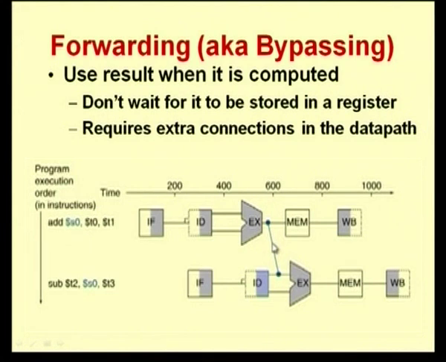So all I need to do therefore is, from the output of EX, if I am able to feed it to the input of EX for the next stage, I can forward the data from here to here, and therefore this instruction now can execute with the new value of S0 that was calculated by the previous instruction. Okay? And then this can continue and do its write. Meanwhile, the first instruction will continue and complete its write in the time period between 800 to 1000. So this will anyway happen. All we have done by doing this forwarding is avoided that stalling of two clock cycles, which is what we said we would have to do in order to handle this data hazard.